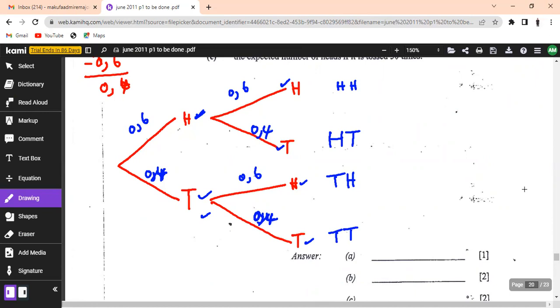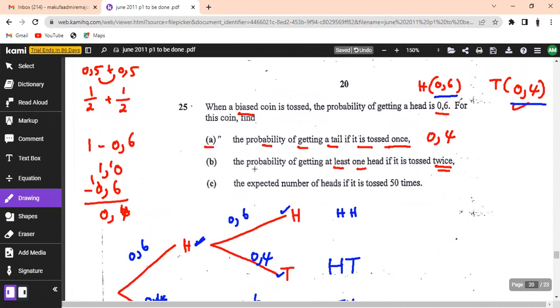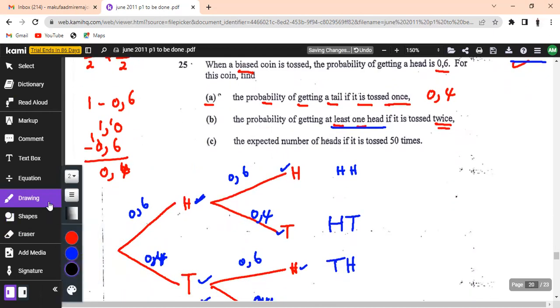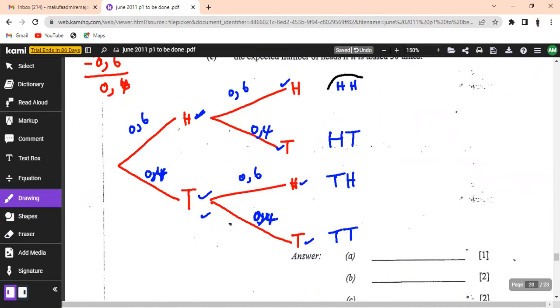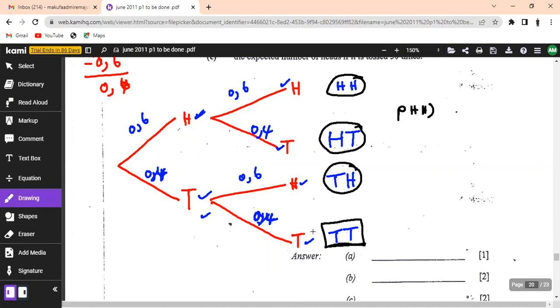Okay, so where are we going to have this part where they're asking for the probability of getting at least one head? Whenever there is this word at least, wherever you see there is H, that is where you're going to take your answer. There is H here, there is H here, there is H here. So this is the probability of getting at least a head. The only part that we are going to leave out is this one, the one that does not have a head. So we are supposed to add the probability of head, head, plus the probability of head, tail, plus the probability of tail, head. These are the outcomes that you're supposed to add.